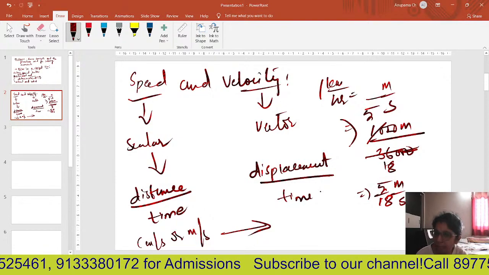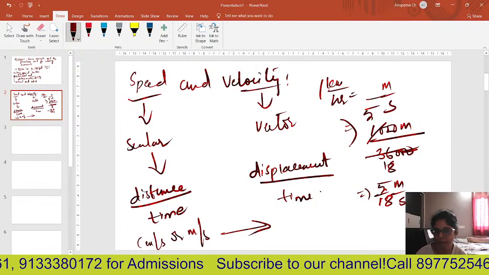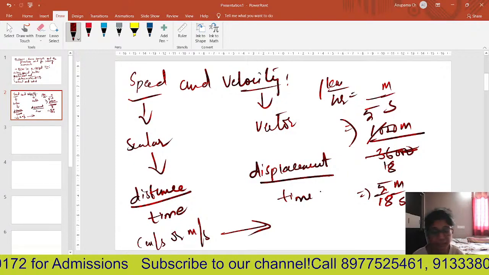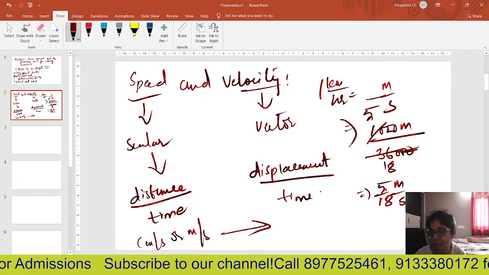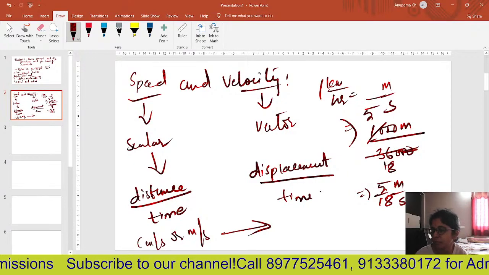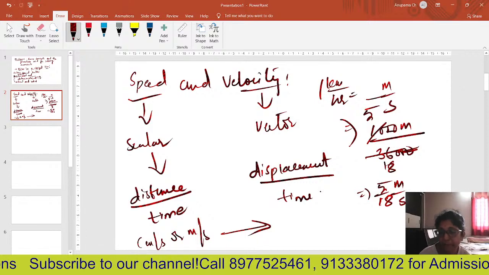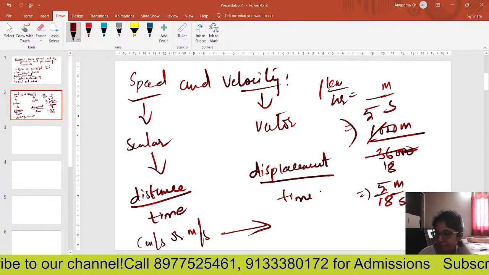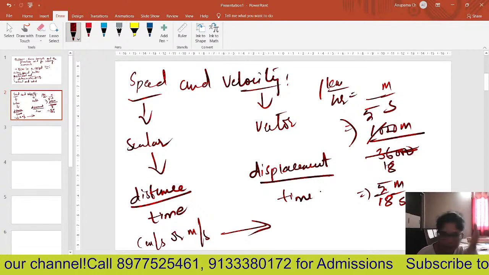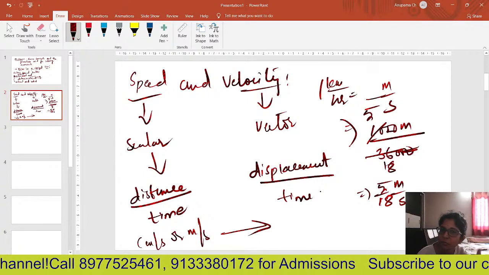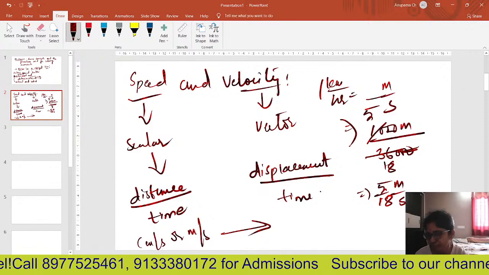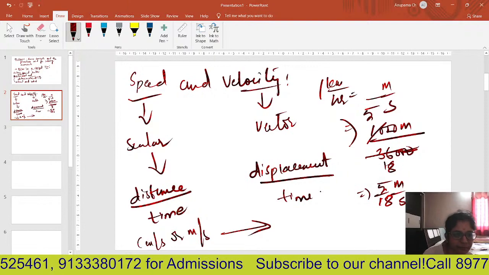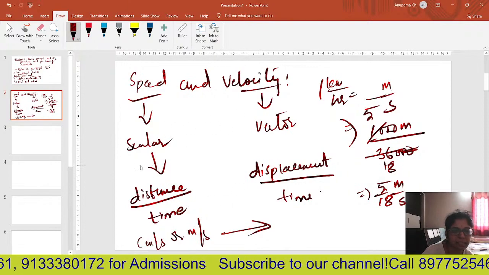We usually measure this for longer distances. And as I told you, distance will always be positive, so speed also will always be positive. Whereas when you take velocity, it depends on displacement, isn't it? Displacement can be zero or negative, and even positive also. Velocity also can be zero, negative, or positive. So this is about speed and velocity.